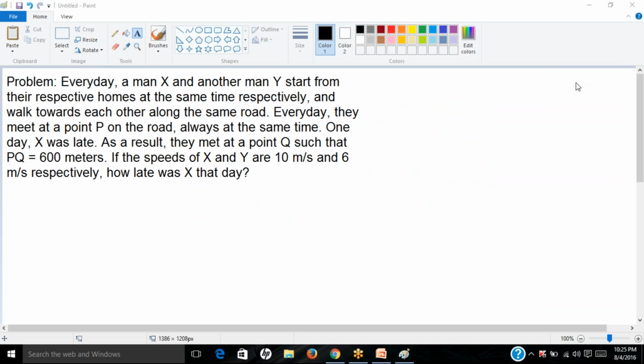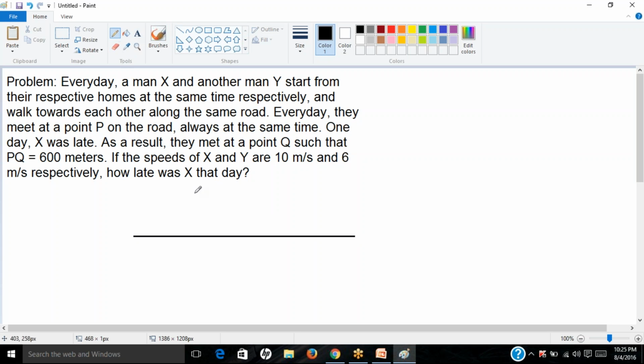Okay. Now let's see this. How to tackle this one. Okay. Let's draw. Remember, in time, speed, and distance problems, it is best if you draw something. It gives you a very clear idea about what is going to happen.